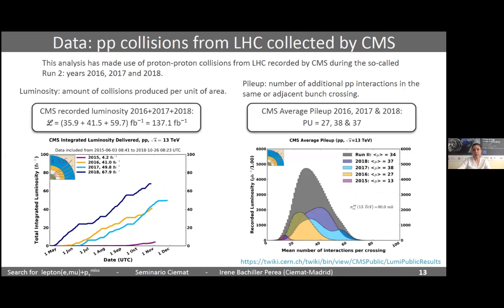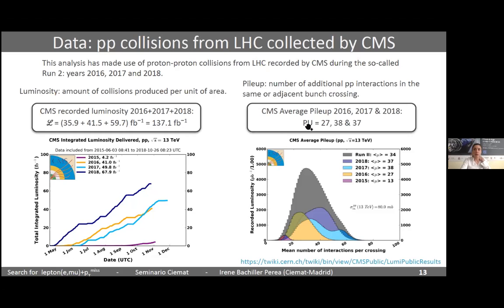Now I will explain which data we are using. We are using proton-proton collision data from the LHC and collected by the CMS experiment. During Run 2, the so-called Run 2 being the years 2016, 17, and 18, the amount of collisions produced during these three years is the luminosity, and it reached 137 inverse femtobarn. This plot is showing how it was increasing every year during the three years of collisions.